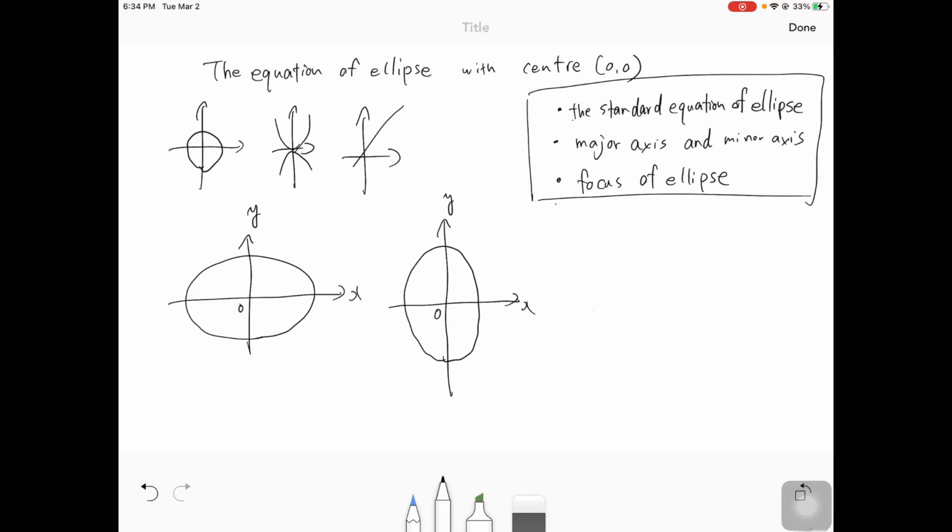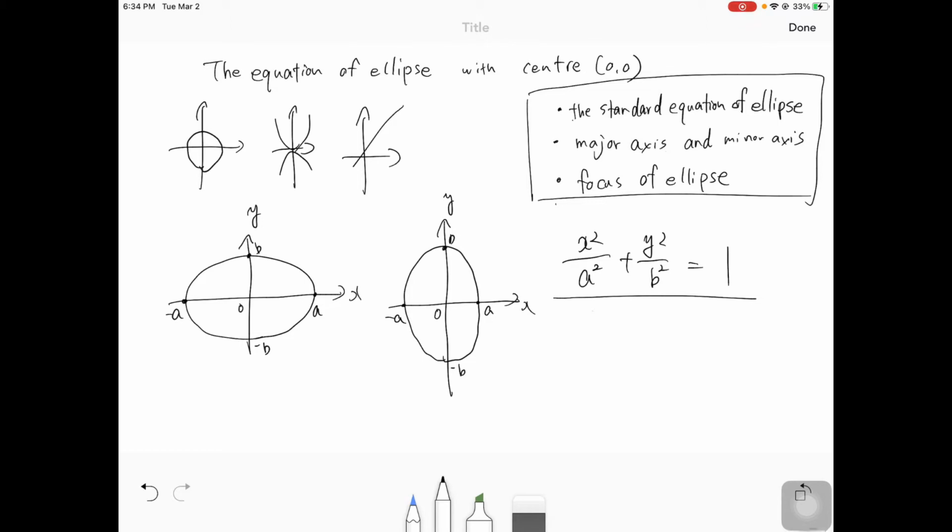Then let's say the x-intercepts are a and negative a. Let me put it like that. And the values of the y-intercepts are b and negative b. In this case, you can express the standard equation of ellipse as x squared over a squared plus y squared over b squared equals 1. This is the standard equation of ellipse with center 0, 0.